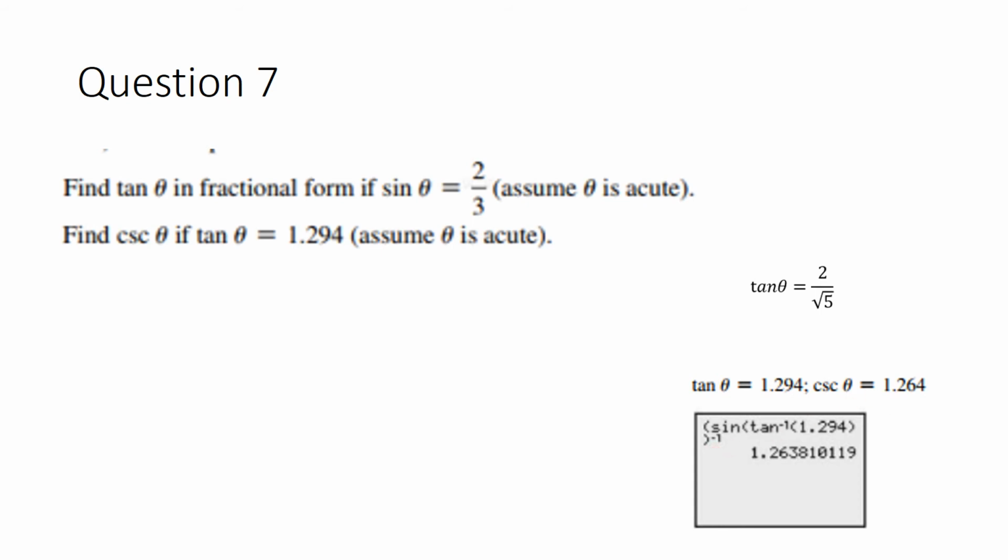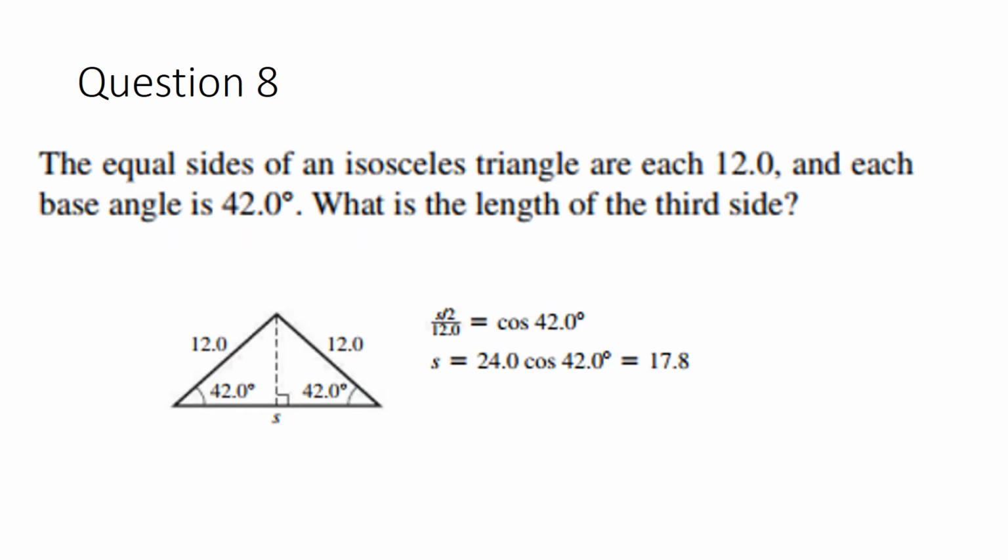If you do all that, you get the cosecant of theta is 1.264. Question number 8, we had this drawing, and we were to find the length of the third side. That's the side that is down here called S.